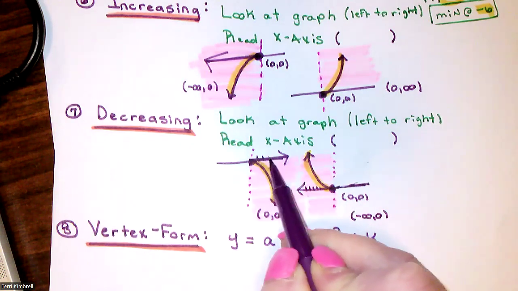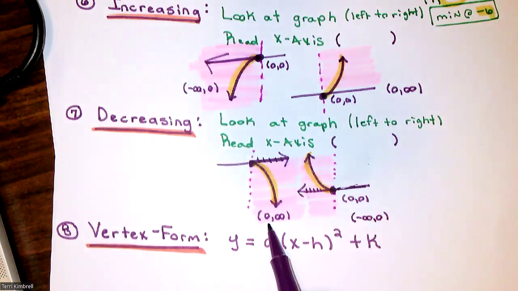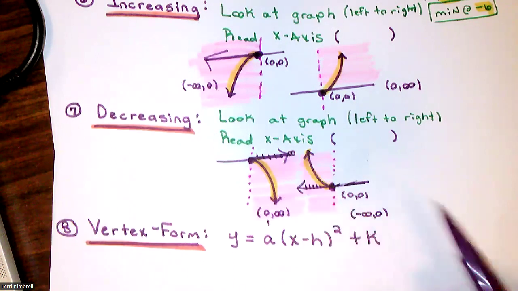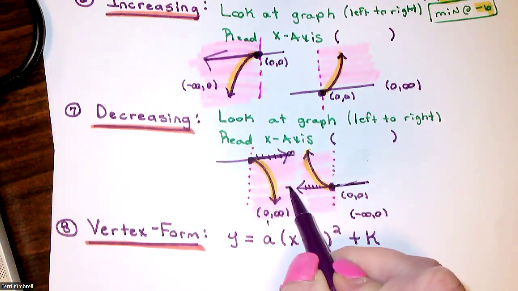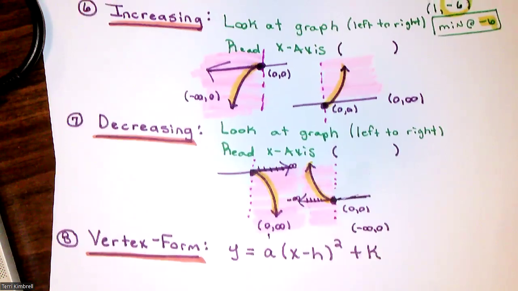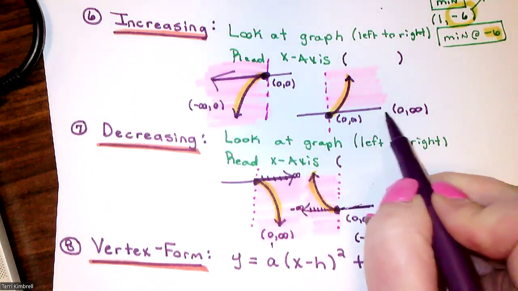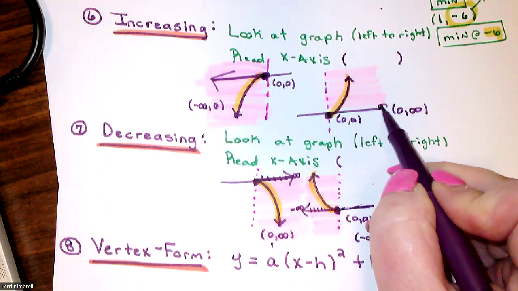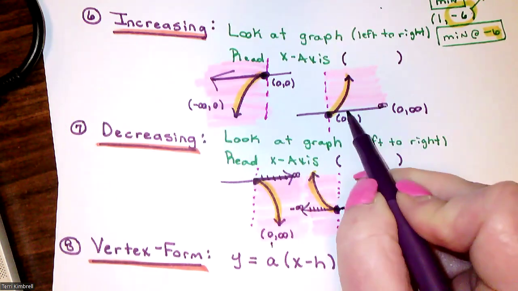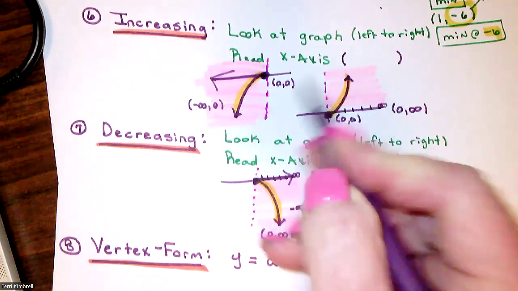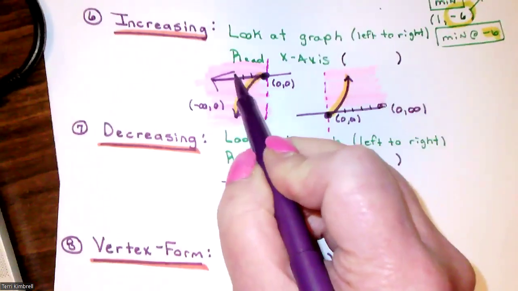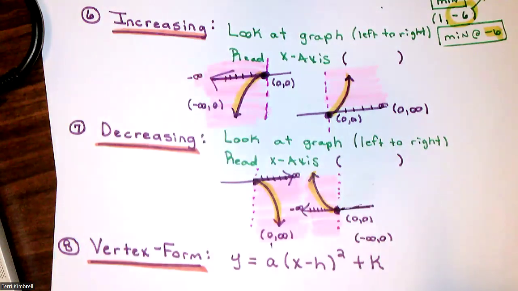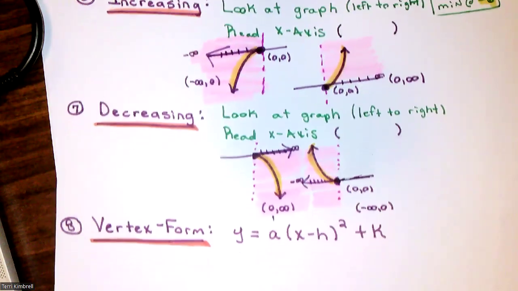It would be increasing when your x's are between 0 and positive infinity, because remember, you're looking at your x-axis, okay? Up here, it is increasing when you are going from 0 to infinity. You're looking at your x. This one is decreasing when you're going from negative infinity to 0, okay?